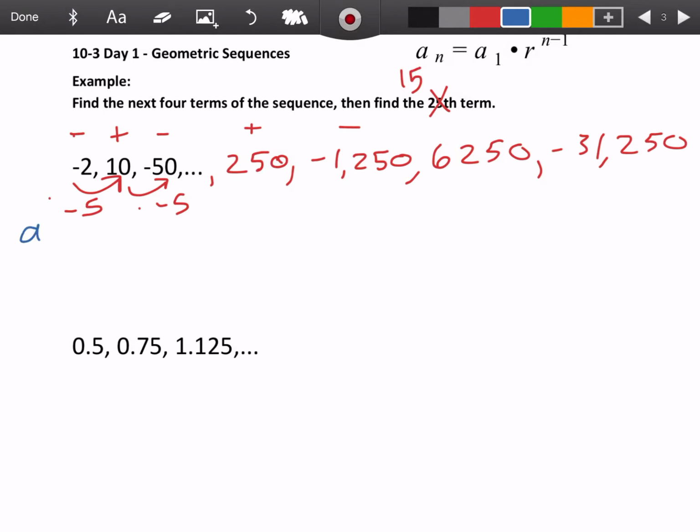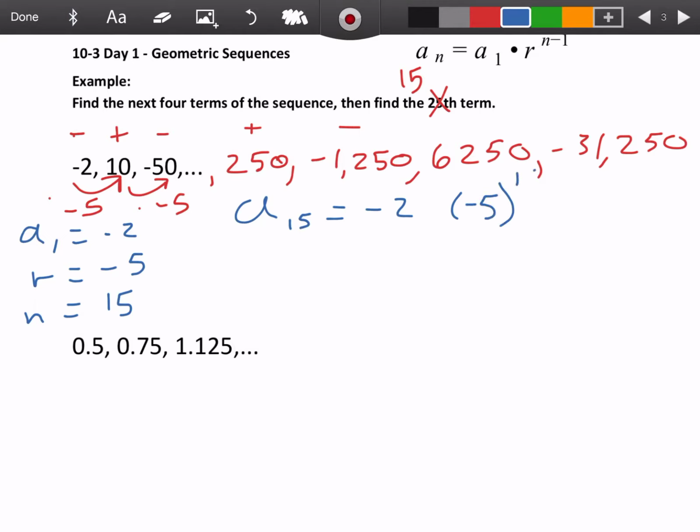So to find that 15th term, we need A1, r, and n. So A1 was negative 2, our ratio was negative 5, and our n, we're trying to find the 15th term. So A of 15 equals negative 2 times negative 5 to the 15 minus 1. So simplify that a little bit. And negative 2 times negative 5 to the 14th.